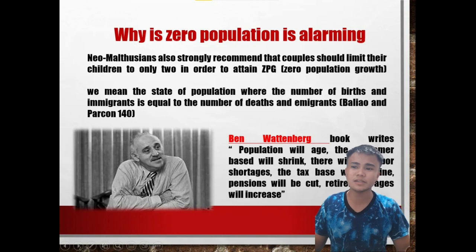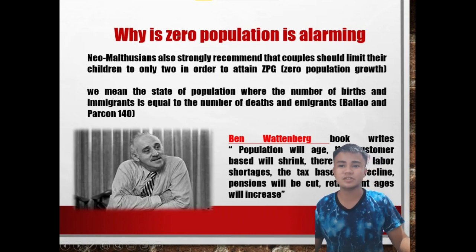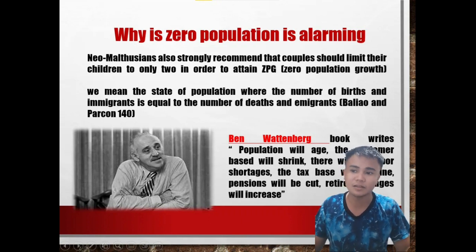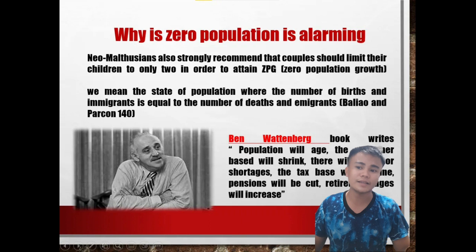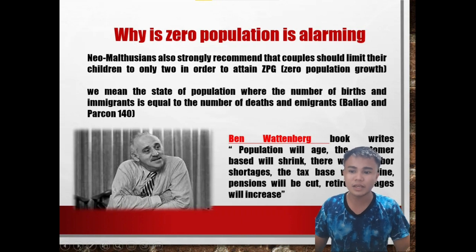And why is zero population growth alarming? Neo-Malthusians also strongly recommend that couples should limit their children to only two in order to attain ZPG, or zero population growth. We mean the state of population where the number of births and immigrants is equal to the number of deaths and emigrants, Baleao and Parcon 140. And Ben Wattenberg's book writes, population will age, the customer base will shrink, there will be labor shortages, and the tax base will decline. Pensions will be cut, retirement ages will increase.